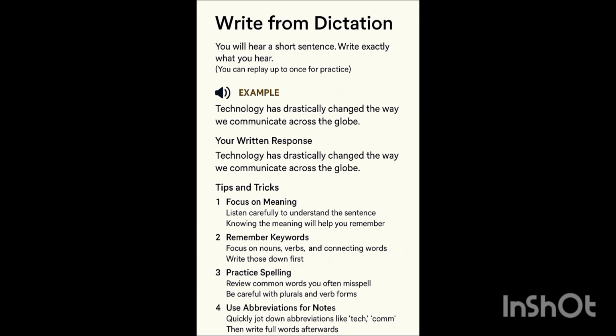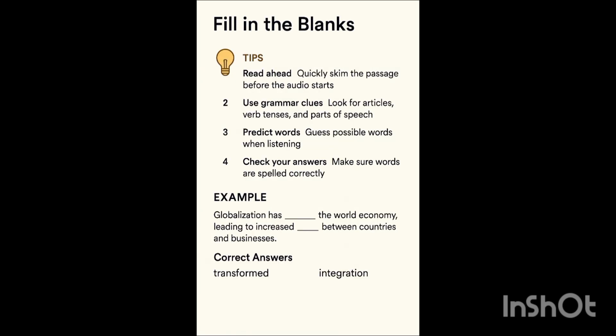Like, the technology has drastically changed the way we communicate across the globe. You can also write the maximum number of words and use them logically. Then fill in the blanks, like: globalization has dash the world economy, leading to increased dash between the countries and the businesses. So this is the example, and the correct answer is transformed and integration.